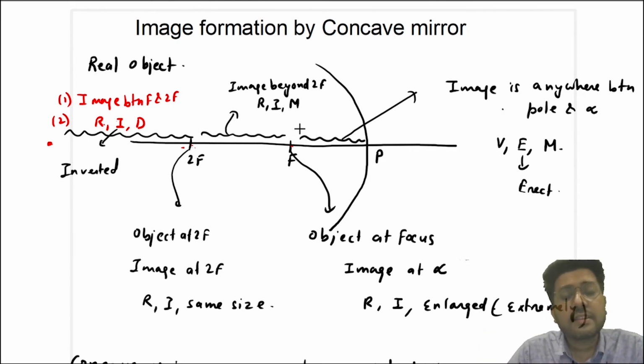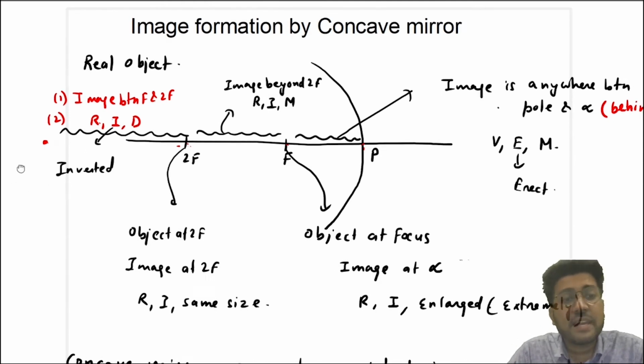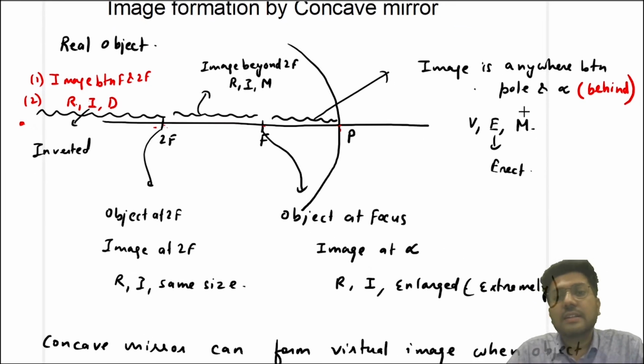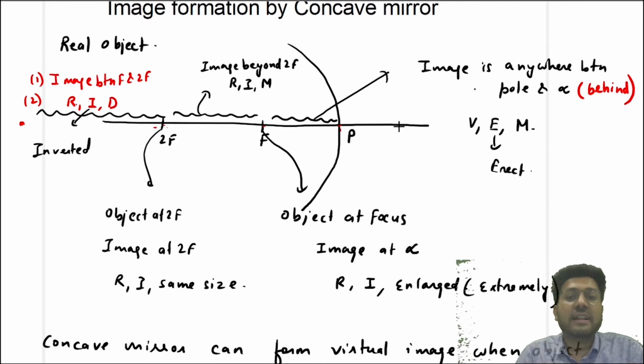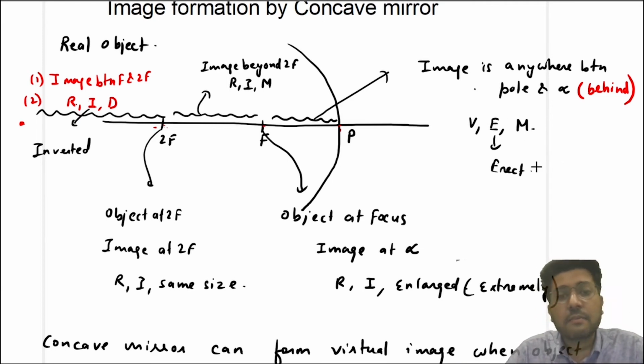Then the next is when the object is between pole and focus. Now in this case, the image is formed anywhere between pole and infinity, but behind. That means the image is virtual. Okay, you have to remember, the image is virtual, erect and magnified.